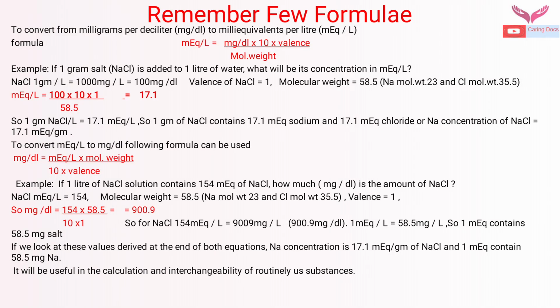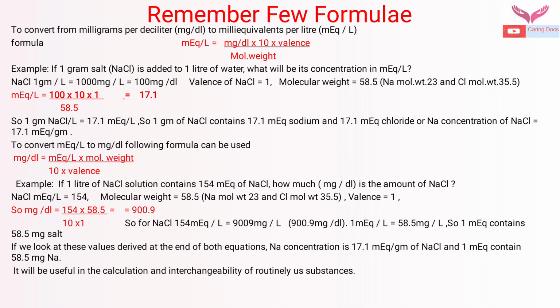Let us take an example. If 1 gram of sodium chloride is added to 1 liter of water, what will be the concentration of sodium chloride in milliequivalent per liter? 1 gram of sodium chloride in 1 liter is equal to 1000 milligram per liter, and that will be 100 milligram per deciliter. Valency of sodium chloride is 1.